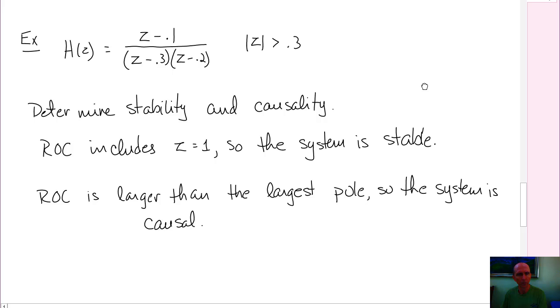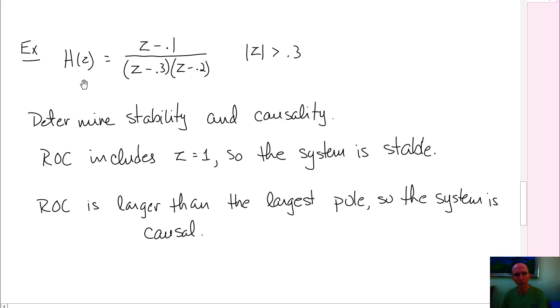Now let's go and look at this example. Let's say we're given this h of z with this region of convergence, and they ask us to determine its stability and its causality. We say, well, h of z has two poles. It has a pole at 0.3 and it has a pole at 0.2. Now the region of convergence is greater than 0.3, so the region of convergence is larger than the largest pole. So it means that the system is causal. We also look at the region of convergence, which is greater than 0.3. So z equal to 1 would be included in the region of convergence, and so we say that the system is stable.